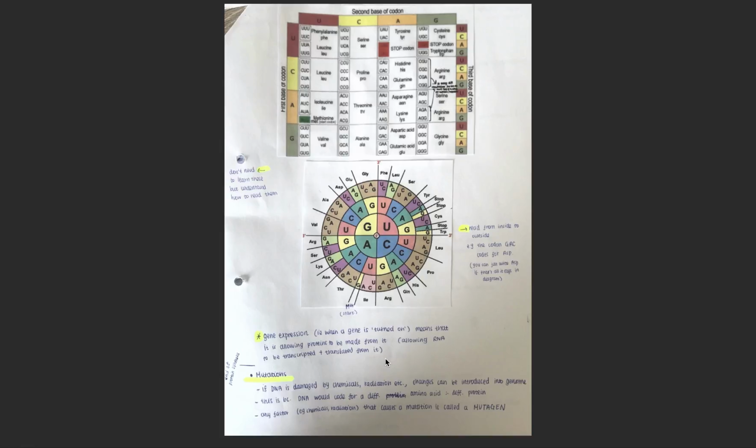The last thing to look at in terms of RNA would be mutations. So if DNA is damaged by chemicals, by radiation or something, then changes can be introduced to the genome, into either the DNA or the RNA. This is because if a mutation happens and it causes the nitrogenous bases to change, then it may code for a different amino acid, and then form a different protein.